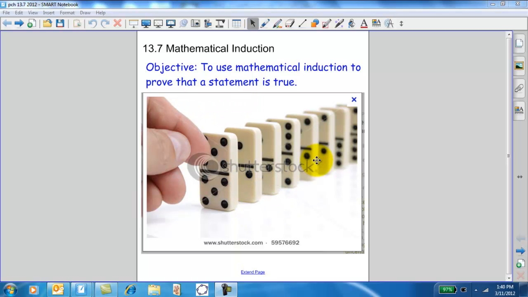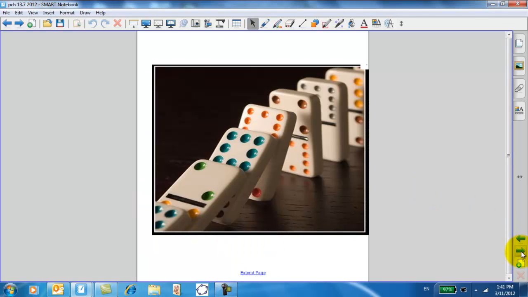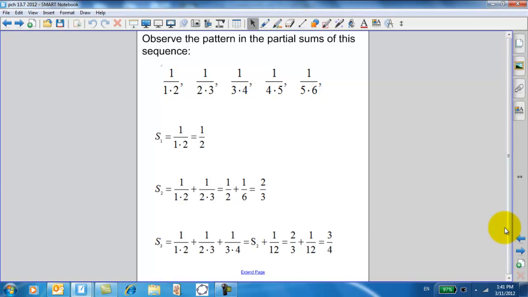I'm starting with a picture of dominoes here. Remember I used to stack up dominoes? There were two steps. You had to stack them all up so that each domino was just behind the other one. So we're going to talk about that step. And then there's also the initiation step of knocking the first one down, and then the second one will knock down, and then the third, and the fourth. So that chain reaction is what we're trying to set up now when we do proofs by induction.